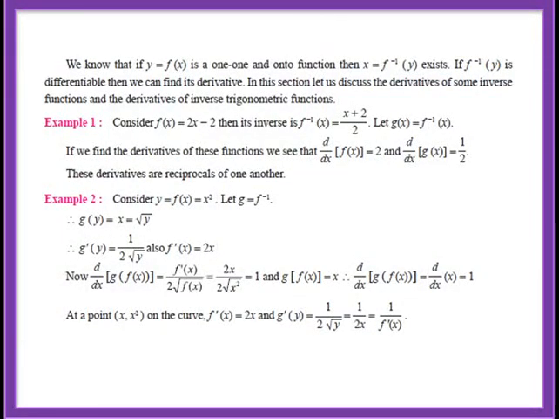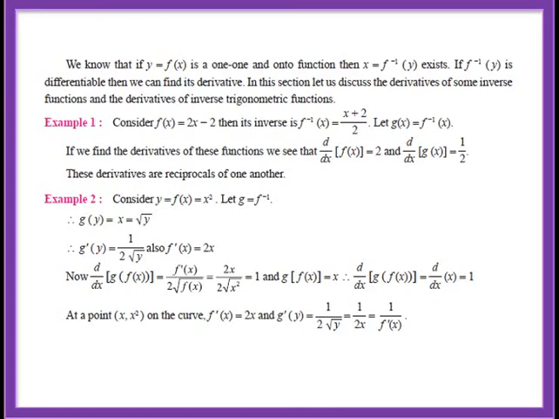Now these simple points. We know that if y equal to f(x) is a one-one and onto function, then x equal to f inverse of y exists. If f inverse of y is differentiable, then we can find its derivative. In this section, let us discuss the derivative of some inverse functions and the derivatives of inverse trigonometric functions. You can read these two examples.